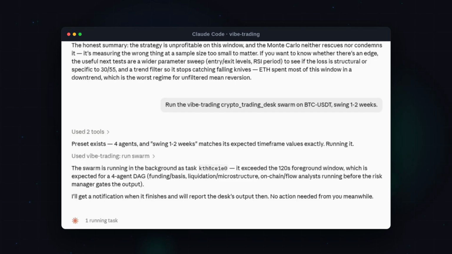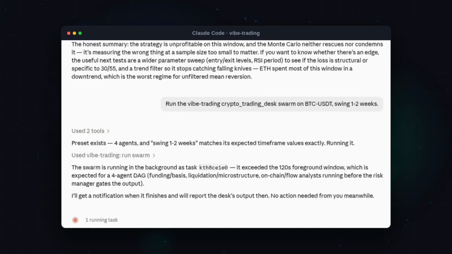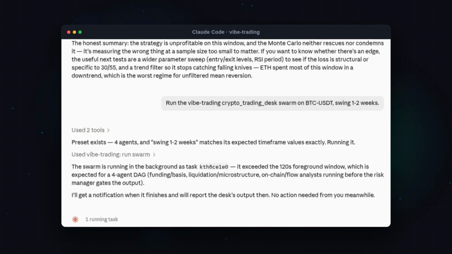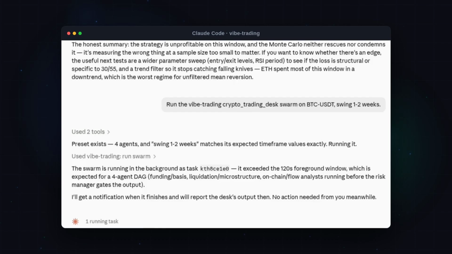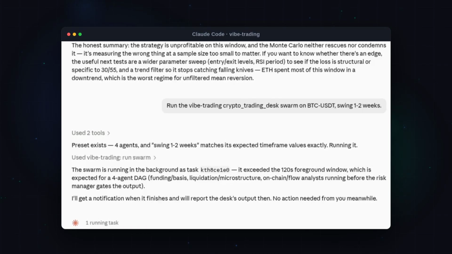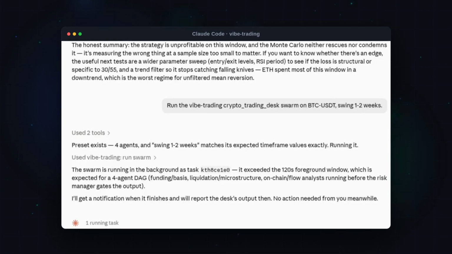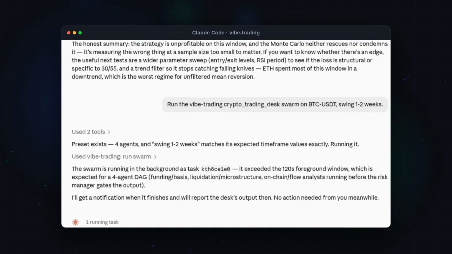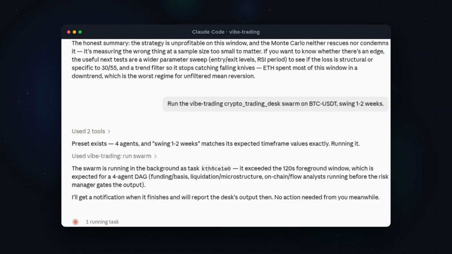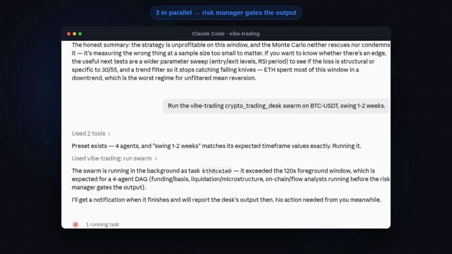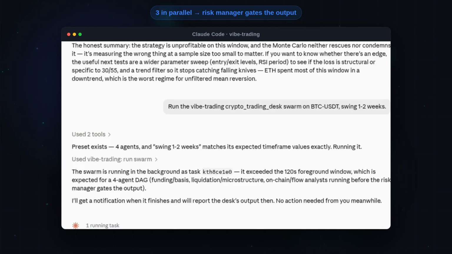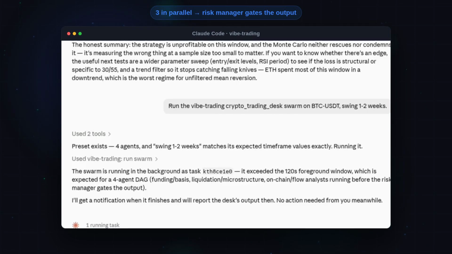The run blows straight past the 2-minute foreground window. So instead of hanging there, it moves the whole job to a background task and tells you the shape of what is running. 3 analysts in parallel: funding and basis, liquidations and microstructure, and on-chain flow. Then a risk manager that waits for all 3 before it writes anything. That is a dependency graph executing asynchronously, described back to you in one sentence. And you get your session back while it works.